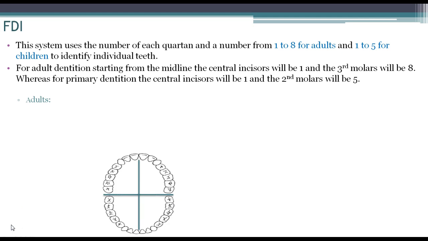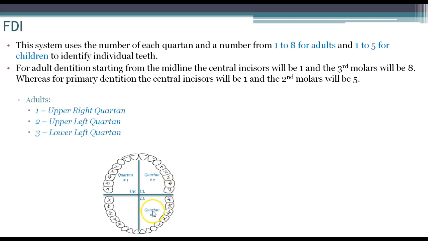For adults, the upper right quadrant, which is this one right over here, will be number 1. Then we go to the left, which will be number 2. The lower left, number 3, and the lower right, number 4. So these are the names of our quadrants. Before, our names for quadrants were upper right, lower right, things of that sort. But in the FDI charting system, it's going to be quadrant 1, quadrant 2, quadrant 3, and quadrant 4.